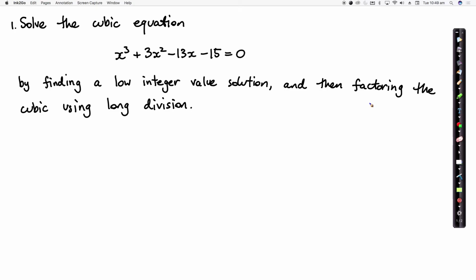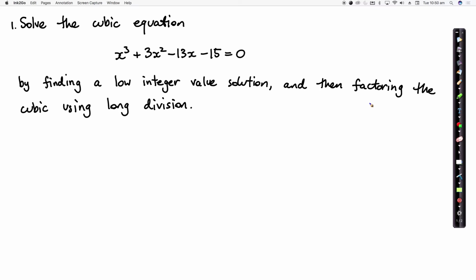So Module 6 is on solving equations. We're going to go through 3 worked examples for this module. In question 1, we're going to solve a cubic equation. We're given the equation here, x cubed plus 3x squared minus 13x minus 15 equals 0.